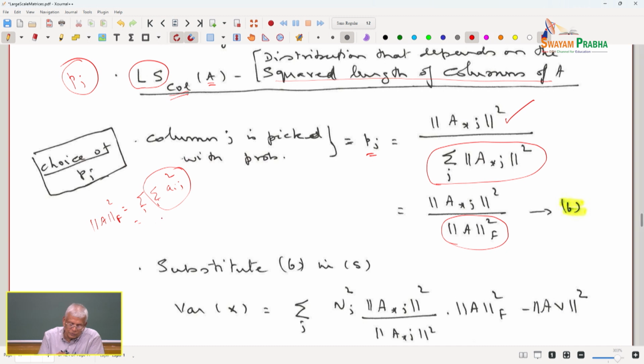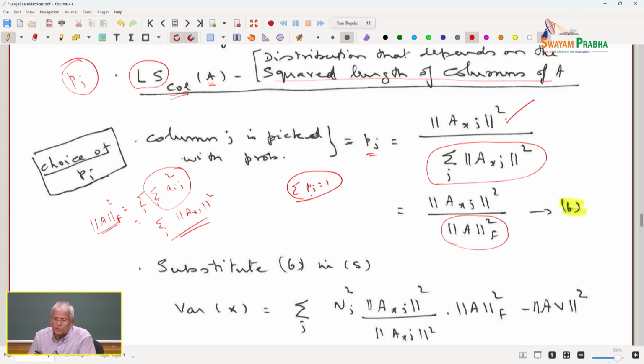So, this is equal to the summation over j of the 2 norm of column j, and the sum of the squares of the 2 norms is simply the Frobenius norm of A. Essentially, the Frobenius norm squared of A is the sum of the squares of the 2 norms of the columns of A. Therefore, this quantity is Pj, and you can readily verify that the sum of Pj is equal to 1.